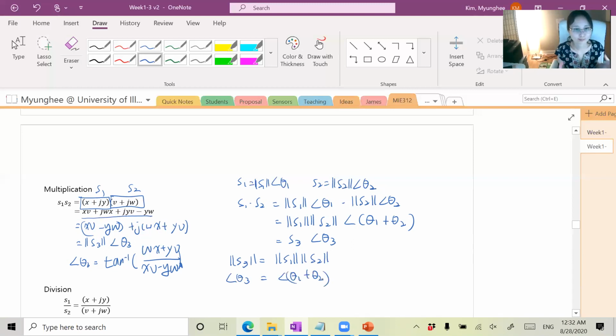So this is a very simple operation, which will be very important in the future. When you design a controller, you will use this angle approach a lot. So this is very important. This is also important, but more importantly, you should remember that for multiplication, the angles can simply be added.